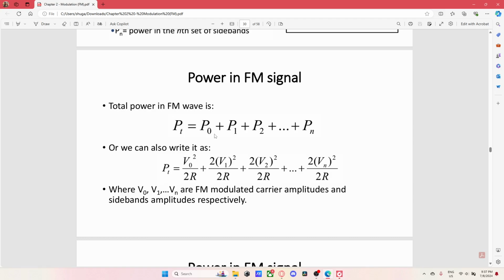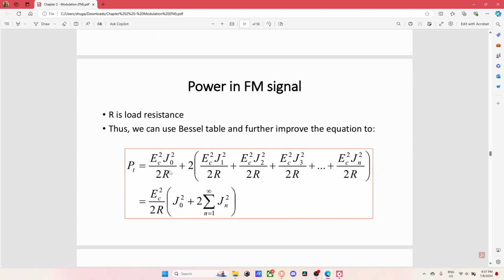So P0 is equal to V0 squared over 2R. Same goes for P1, V1 squared divided by 2R, but after P0, all of them are multiplied by 2. Thus, if all of them are multiplied by 2, your equation would be Ec squared over 2R times J0 squared plus 2 times the summation of J squared according to the modulation index.